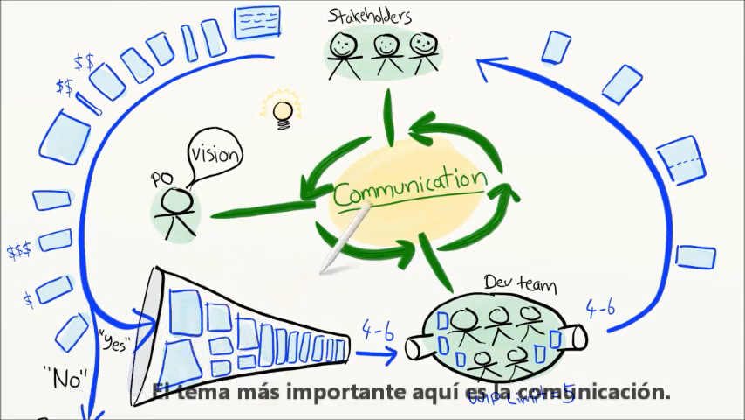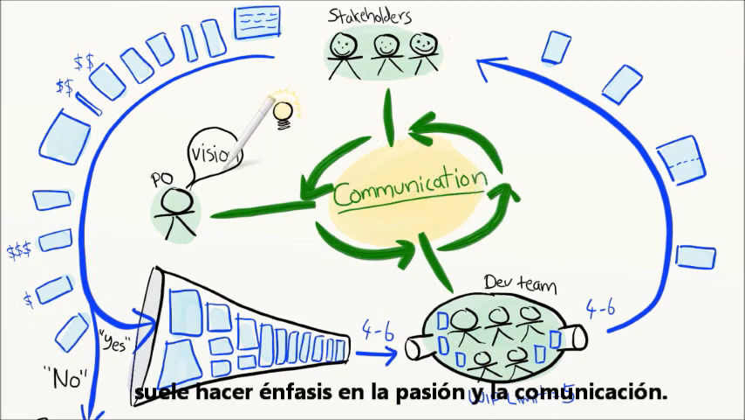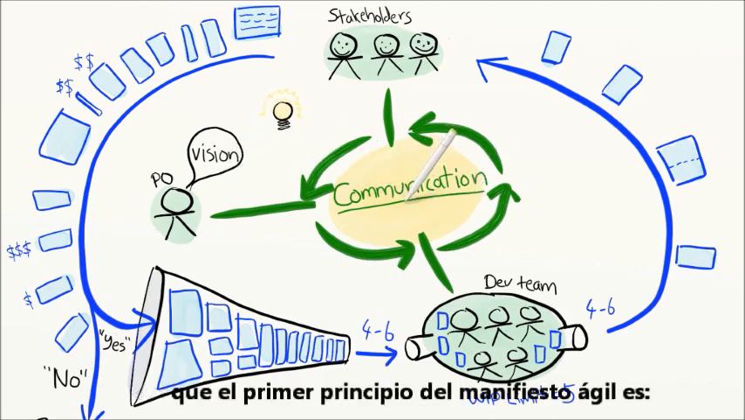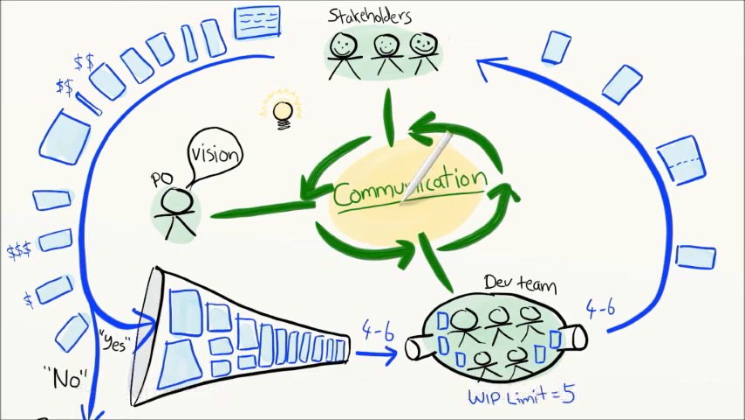So I hope you're noticing the theme here. Communication. Product ownership is really all about communication. When I ask experienced product owners what it takes to succeed, they usually emphasize passion and communication. So it's no coincidence that the first principle of the Agile Manifesto is individuals and interactions over processes and tools.